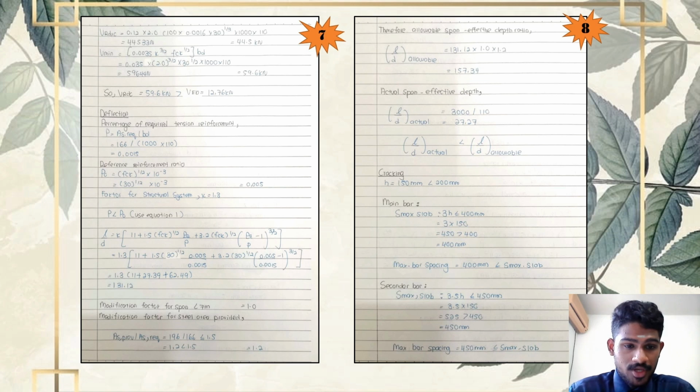So that is the equation. Okay, the final answer that we will get is 131.12. So the modification factor for span must be less than 7 meters. The modification factor for steel is area provided, which we are going to find as area provided over area requested, equal to 196 divided by 166, must be less than 1.5. So the value that we get is 1.2, which is less than 1.5.